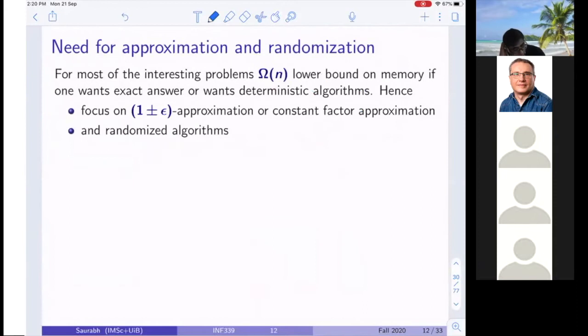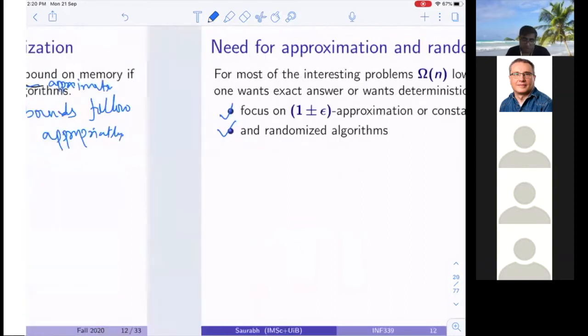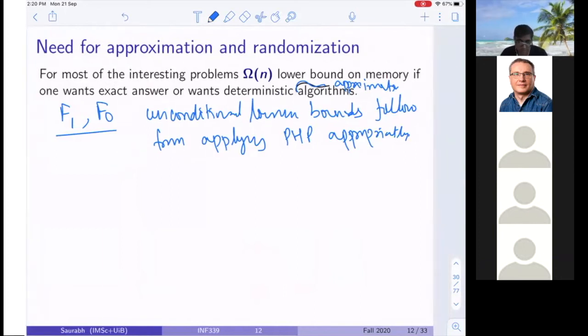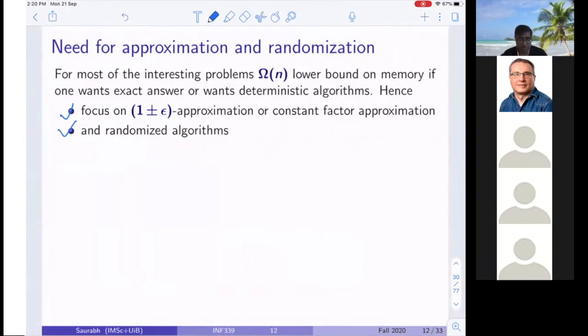So hence we focus on 1 plus epsilon approximation algorithms or constant factor approximation algorithms, and randomized algorithms. You can show that you cannot even have a constant factor deterministic approximation algorithm without taking some omega n space. So in some sense, if you really want to be in the regime of 1 plus epsilon approximation or constant factor approximation, then you have to take a randomized algorithm. Notice that generally randomized and deterministic algorithms are not too different in some senses if you talk about time. But if we talk about space, then these two things start to behave very, very differently.